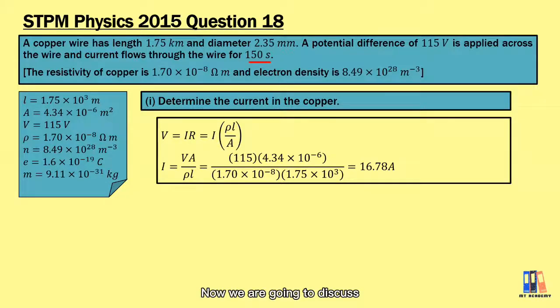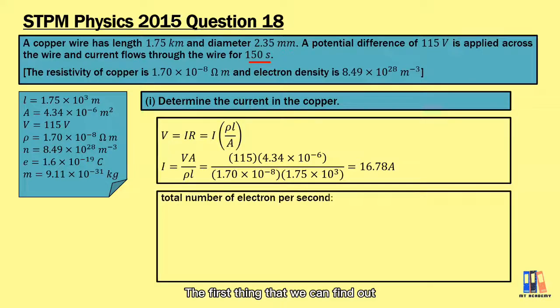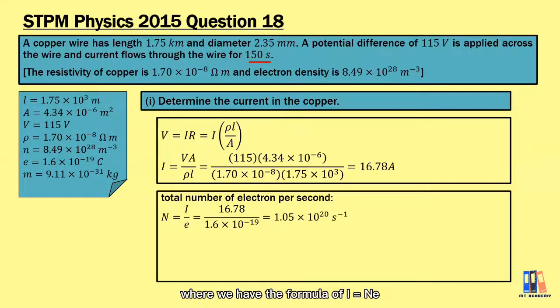Now we are going to discuss how we can use the time of the current flow. The first thing that we can find out is the total number of electrons per second, where we have the formula of I equal to Ne. So the number of electrons per second can be determined using the expression of the current divided by the charge of electron. And you could get the answer of 1.05 multiplied by 10 to the power of 20 per second.